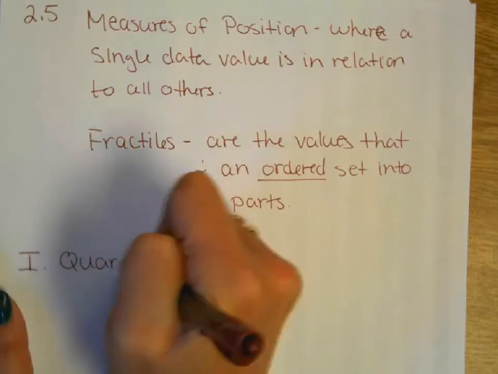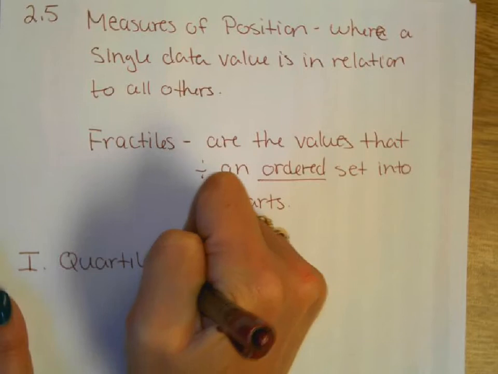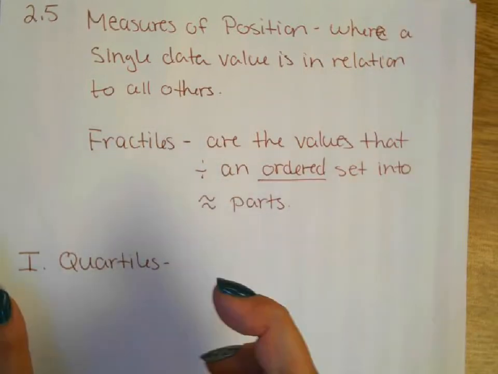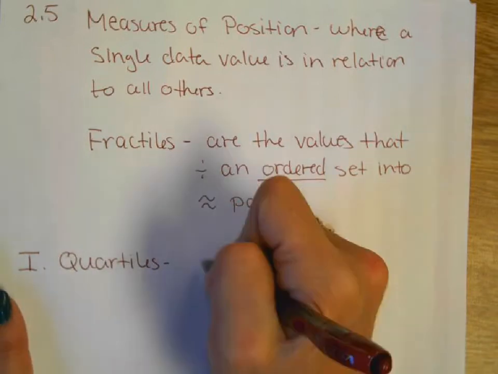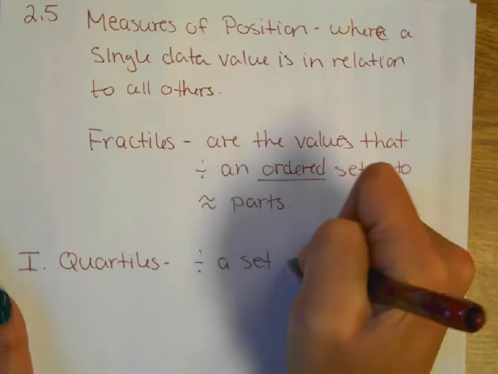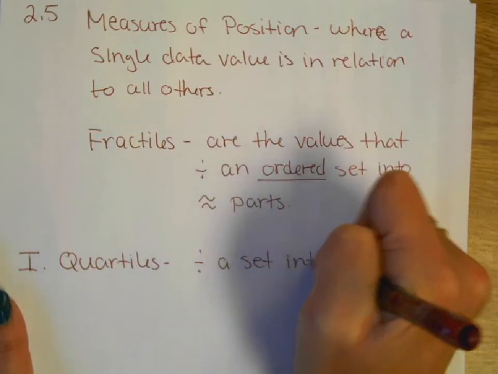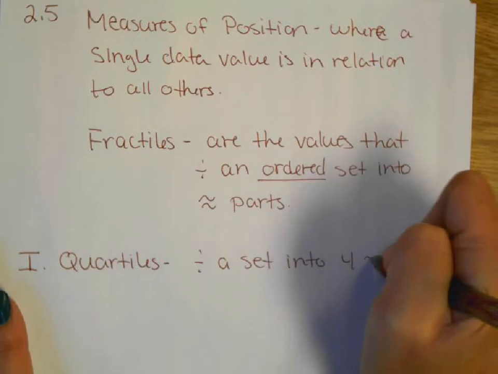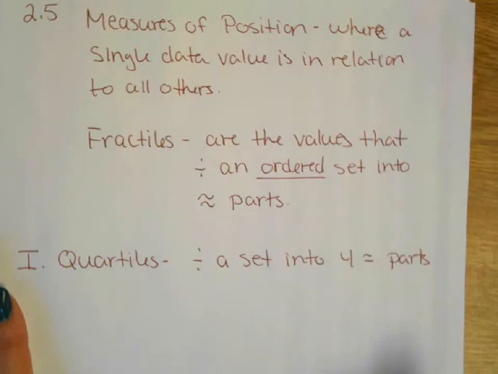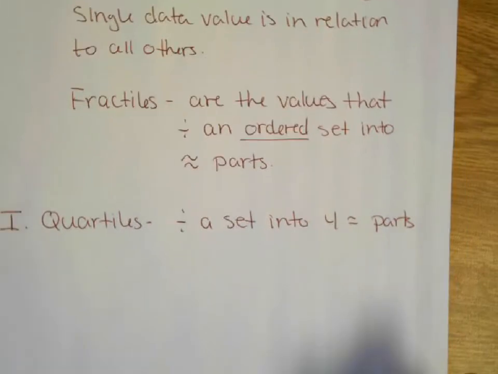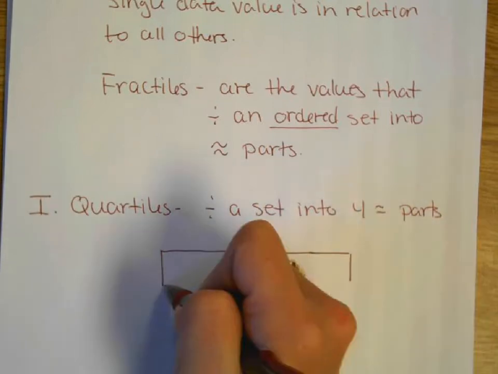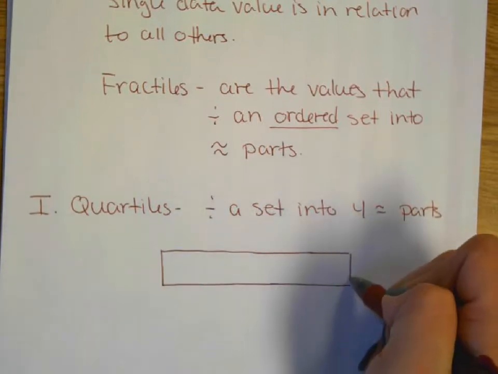So quartiles, as the name suggests, are the values that divide a data set up into about 4 equal parts. So divide a set into 4 approximately equal parts. So how many quartiles are there? So again, the quartiles are the values that divide the data set into 4 equal parts.